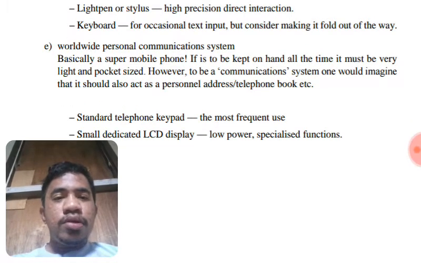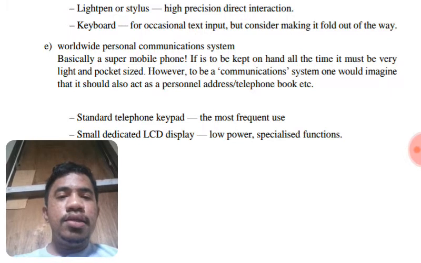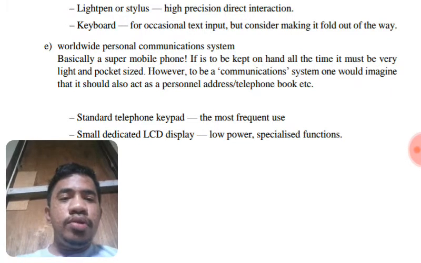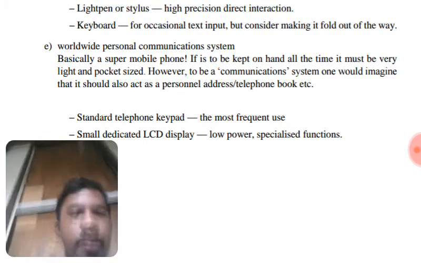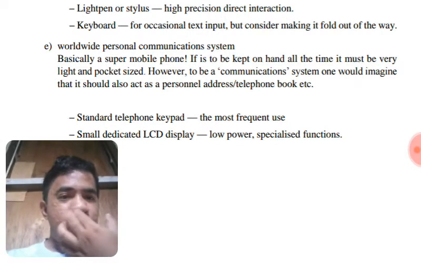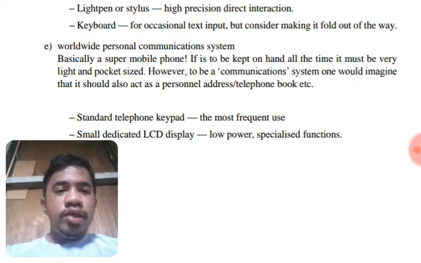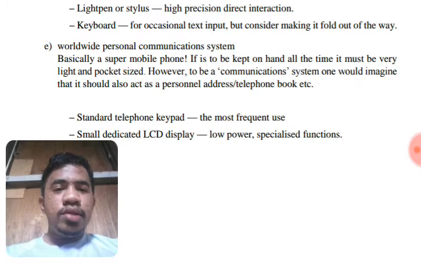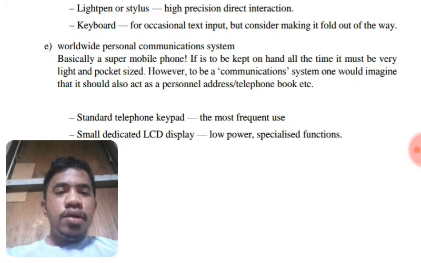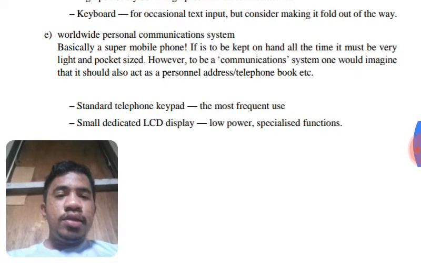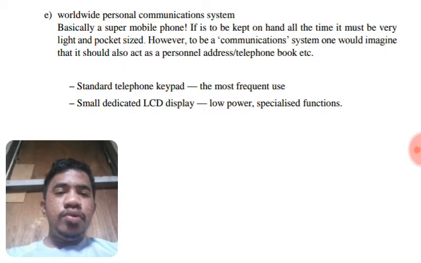E. A worldwide personal communication system, basically a super mobile phone. If it is to be kept on hand all the time, it must be very light and pocket size. However, to be a communication system, one would imagine it should also act as a personal address and telephone book. Standard telephone keypad for the most frequent use, small dedicated LCD display, low power specialist functions.